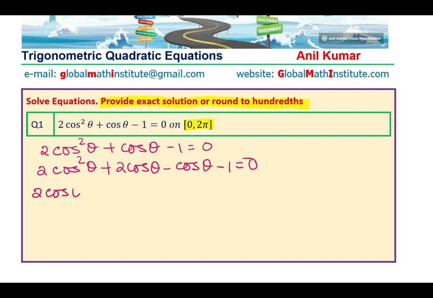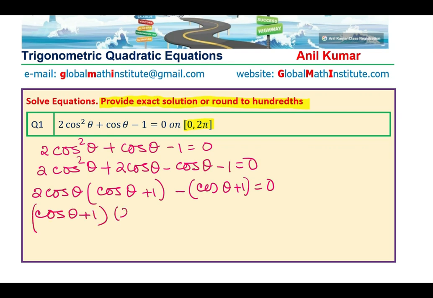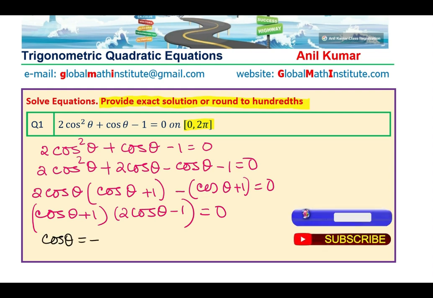Taking 2 cos theta common, we get cos theta plus 1. Taking minus common, we get cos theta plus 1 equals 0. And now cos theta plus 1 is common. So that gives us 2 cos theta minus 1, and that too equals 0, right? So the cos theta value could be what? From the first factor, cos theta is equal to minus 1. From the other one, cos theta equals half.